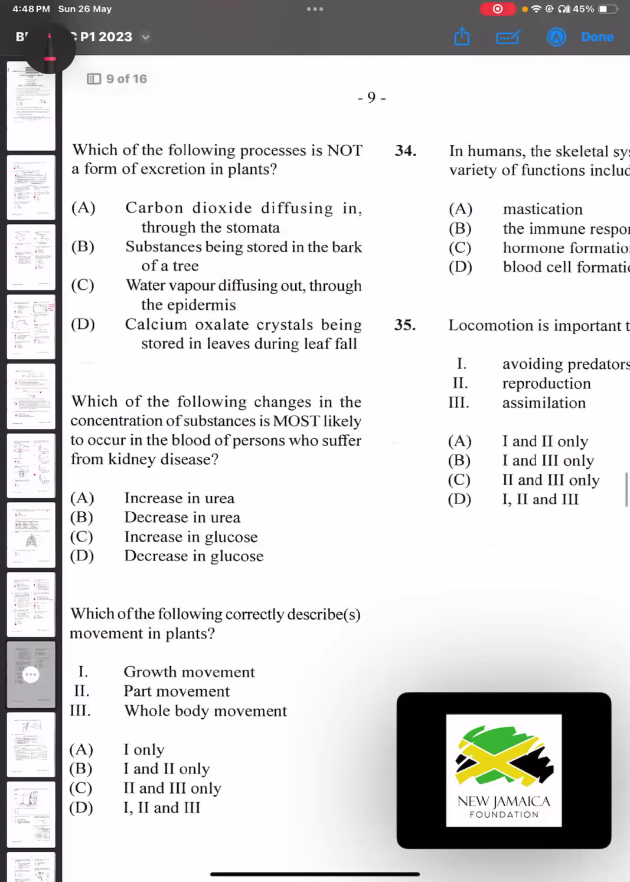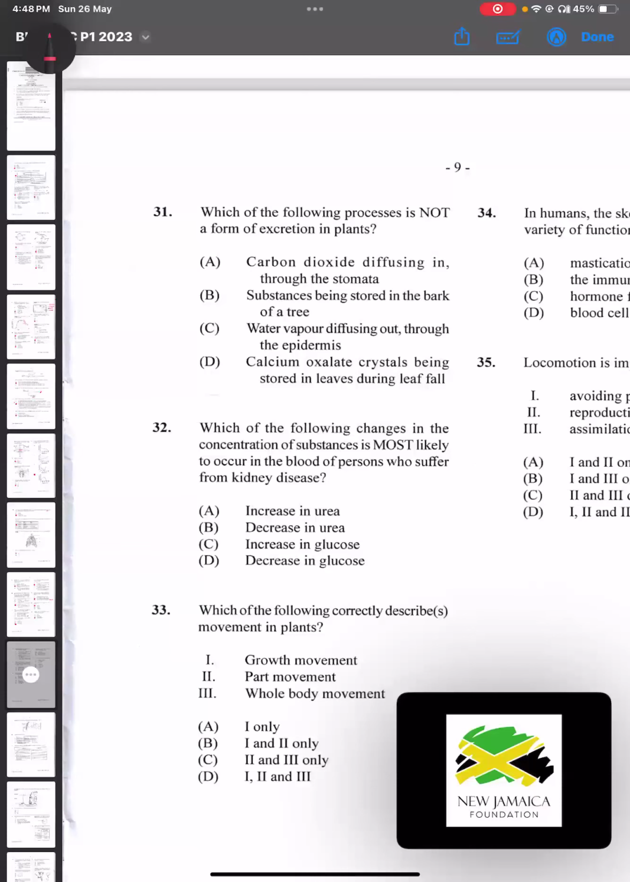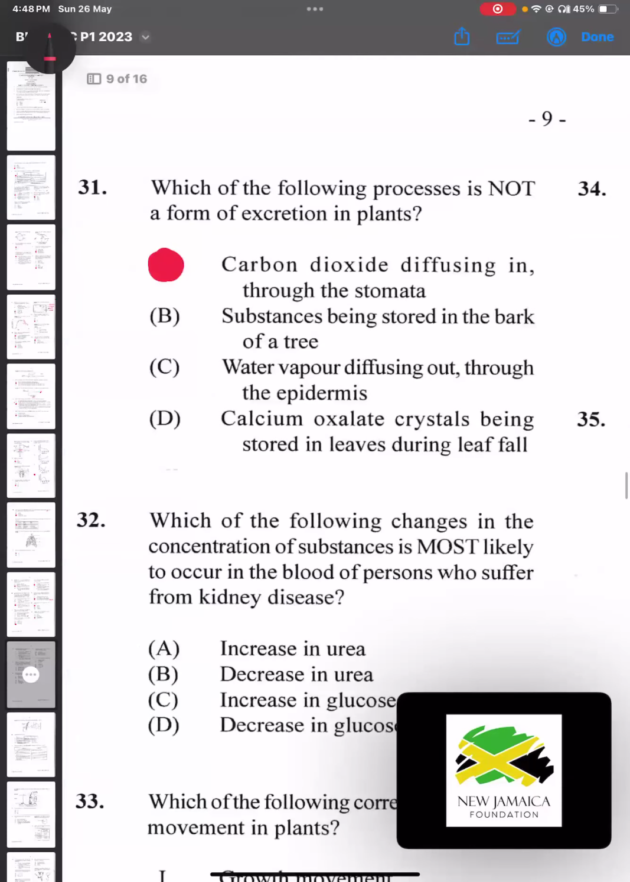31. Which of the processes is not a form of excretion in plants? It is obviously going to be A on 31, as it says, carbon dioxide diffusing in through the stomata. If it is coming inside of the plant, then that cannot be excretion, because excretion is where we remove certain substances. The plant does not remove carbon dioxide in that way. So our answer for 31 would be A. Do we agree? All right, so everybody agrees.